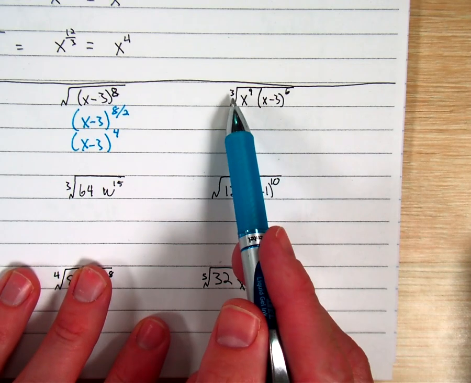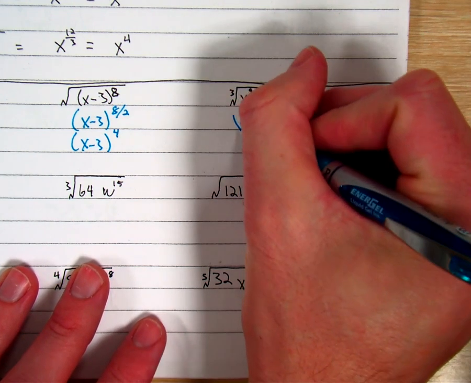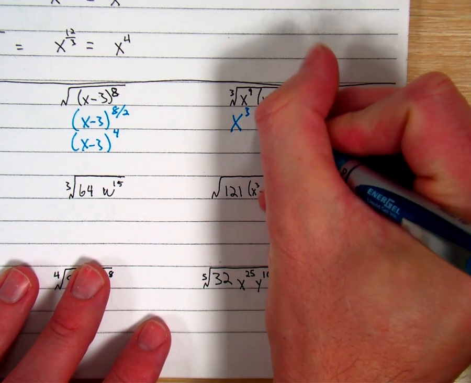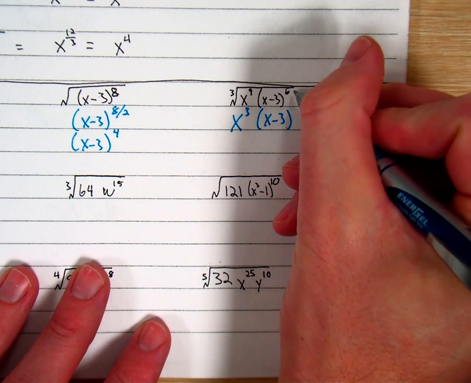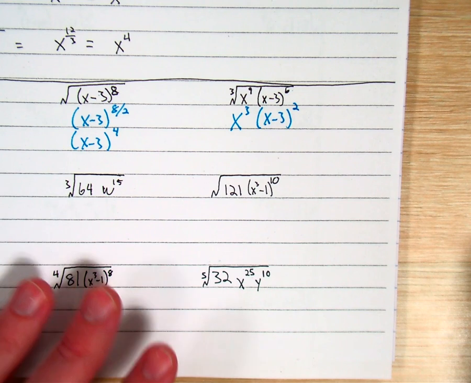All right, so we're just going to take that cube root. We're going to divide these powers by 3. So we should have x to the 3rd. And then that group, x minus 3, 6 divided by 3, x minus 3, parentheses, squared.